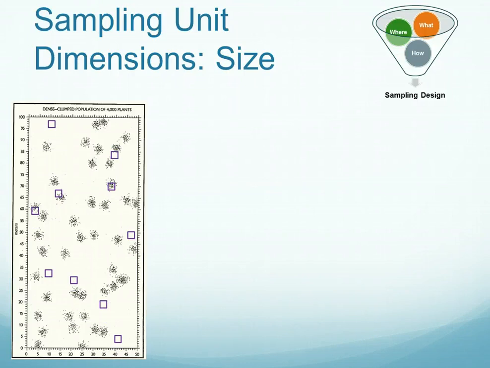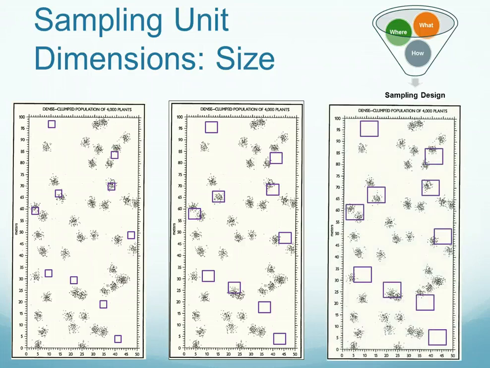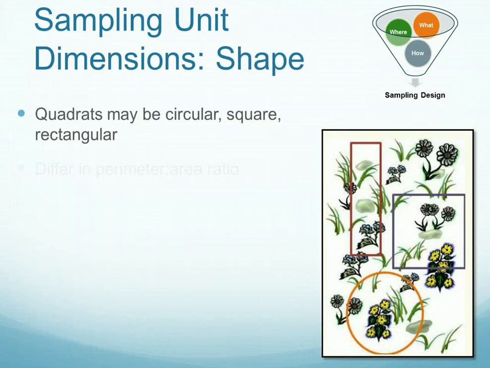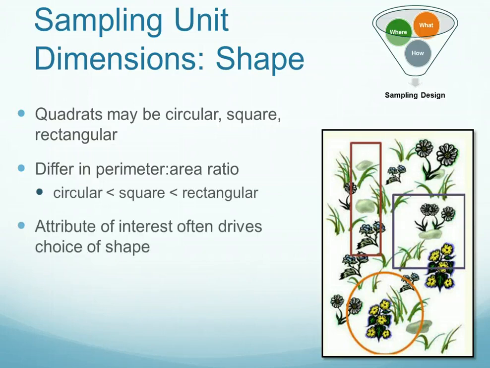So here we're going from relatively small square quadrats. We can see that we have a number that are empty and then several that are quite full. So there's not very good similarity between those sampling units. As we increase the size of the quadrat, we incorporate more of the variability of the landscape, and we have more similarity between our different sampling units with larger quadrats. So we have greater precision overall. Now, if we consider shape of quadrats, they can be circular, square, or rectangular.